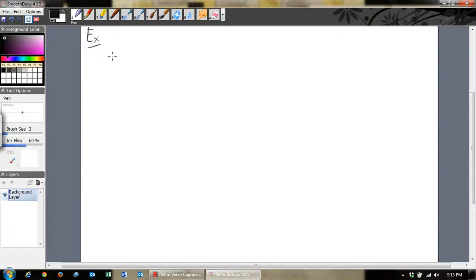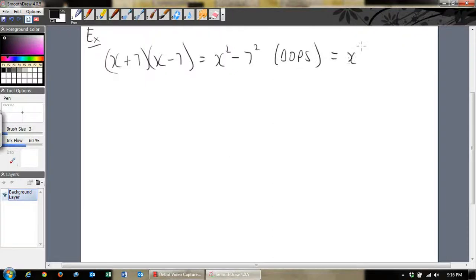Let's do an example. Just quickly expand x plus 7, x minus 7. Now you see you've got x plus something, x minus something, so you should recognize this as the difference of perfect squares. It's going to be equal to the first term squared, x squared, minus the second term squared, minus 7 squared. That's due to DOPS, which is equal to x squared minus 49. And that's it. It's just a fast way to expand, and you'll see later it's a fast way to factorize.